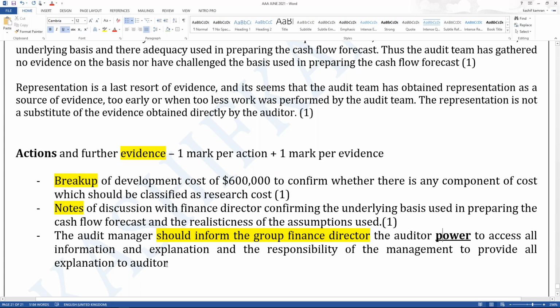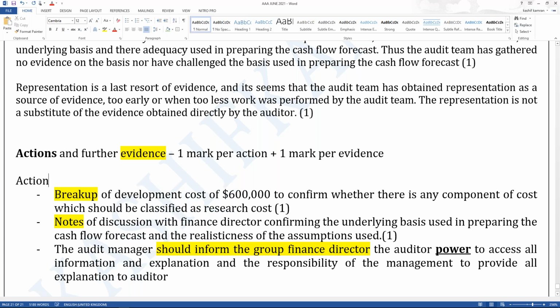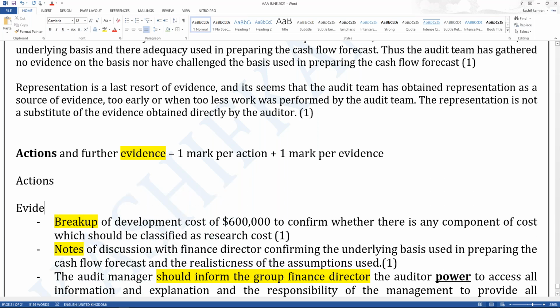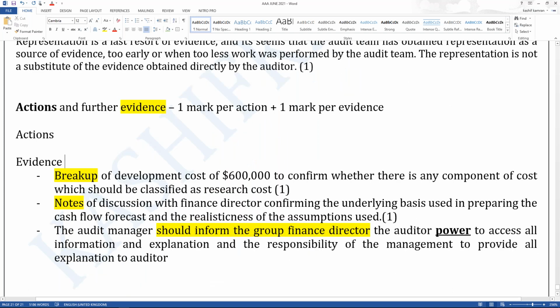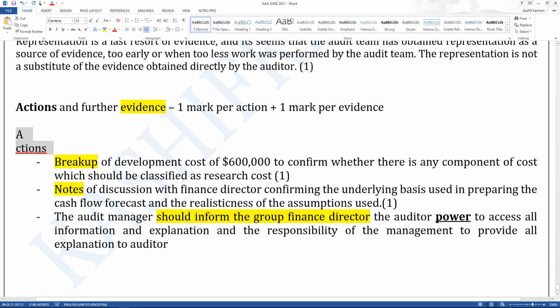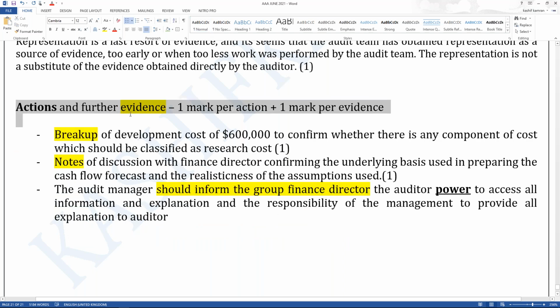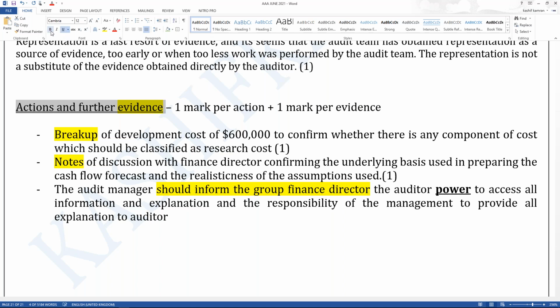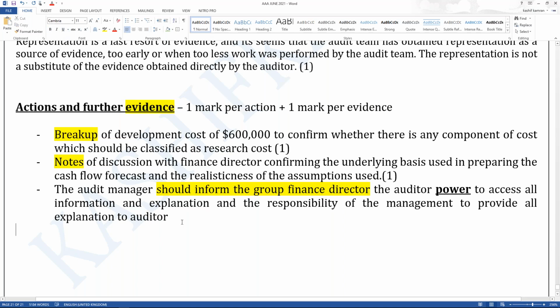So am I making a bifurcation of headings here, that I do headings like this, actions, and I do headings like this, evidence? No, I'm writing them in one go, irrespective of whether they are evidence or actions. So you just write them under one heading, actions and further evidence. See this heading, actions and further evidence. So you're not taking any tension in the exam hall, irrespective of what you're writing. So you just put one broad heading here, actions and further evidence, and you try to write everything under it. So I get another 1 mark here, right?